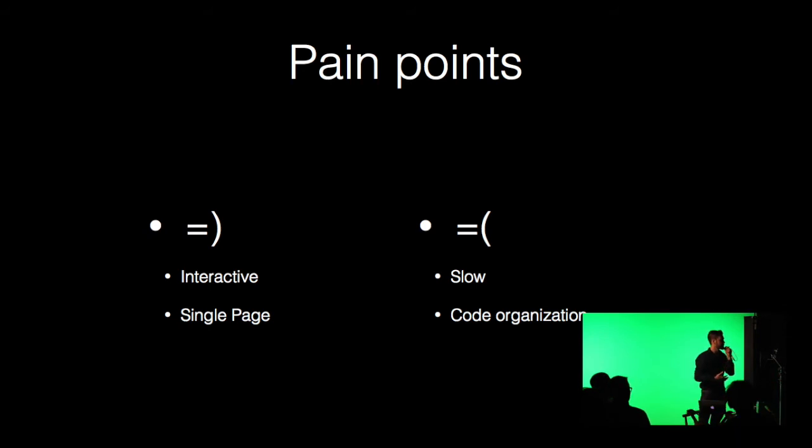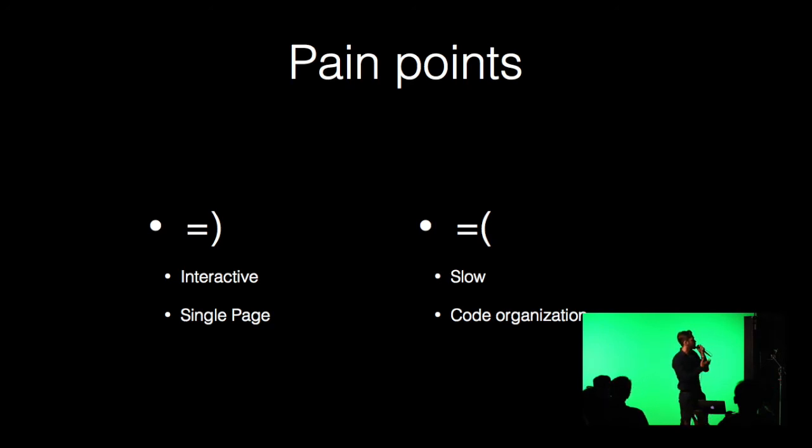It's all on a single page, but there are two major pain points. First of all, things were kind of getting slow. And we hit the code organization problem. So let me tell you about both of those problems in a little detail. So let's start with slow. What is slow? This is the New Relic trace. New Relic is a tool for monitoring your apps.